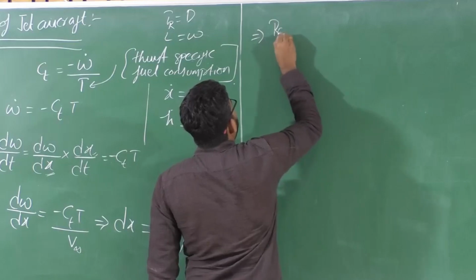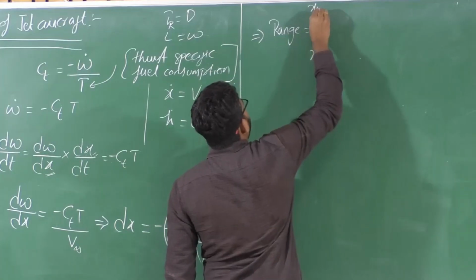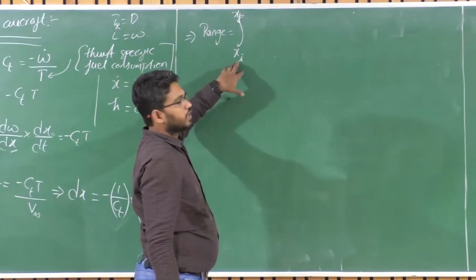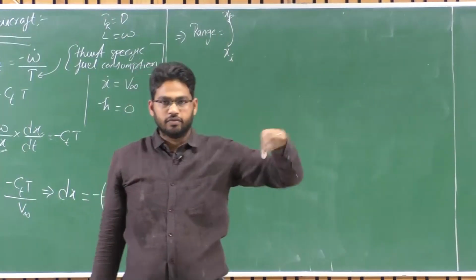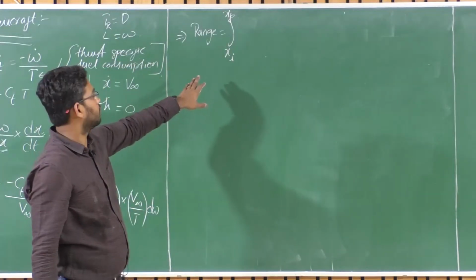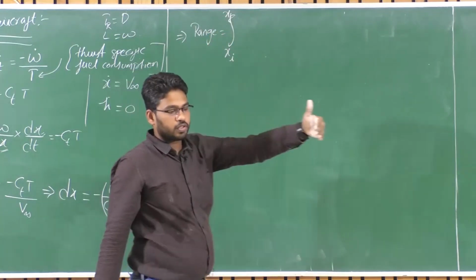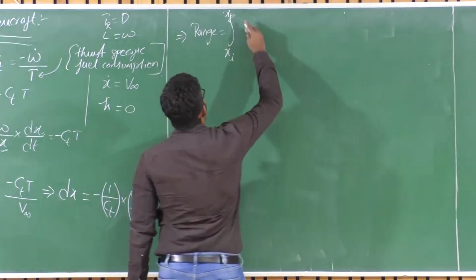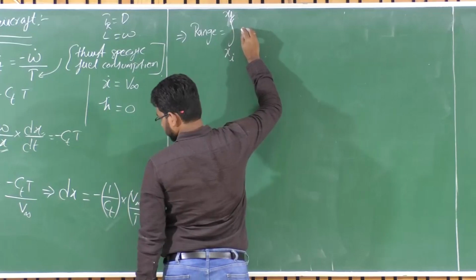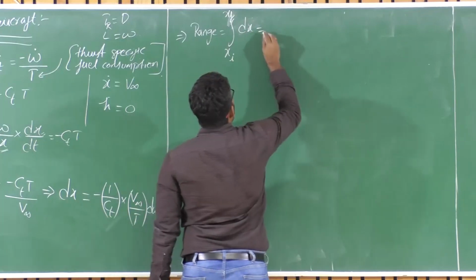So the range is equal to the integral from the point at which it started. This is the initial condition of level flight, the distance at which the level flight is started with respect to your reference coordinate frame, or inertial frame, and then the final distance up to which this level flight was maintained. So this is equal to minus 1 upon Ct, integral of dx.